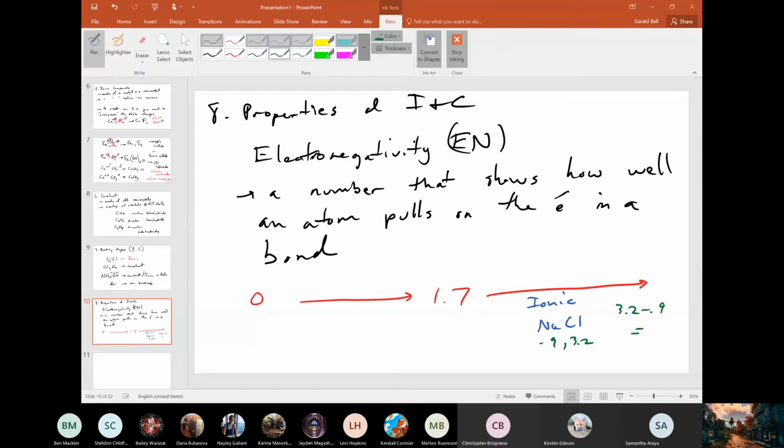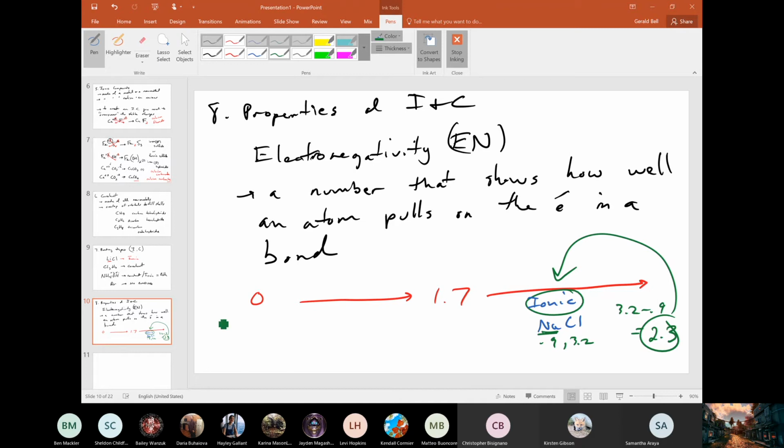So 3.2 minus 0.9, what does that give you? 2.3. So I mean, yeah, it's well above 1.7. So that just tells you it's ionic, and that doesn't really tell you a lot. Again, there's not much interesting chemistry there, because you can kind of tell it's ionic because it has a metal. Now it's the other stuff with the covalence where it gets to be a little more interesting. We can determine some things.